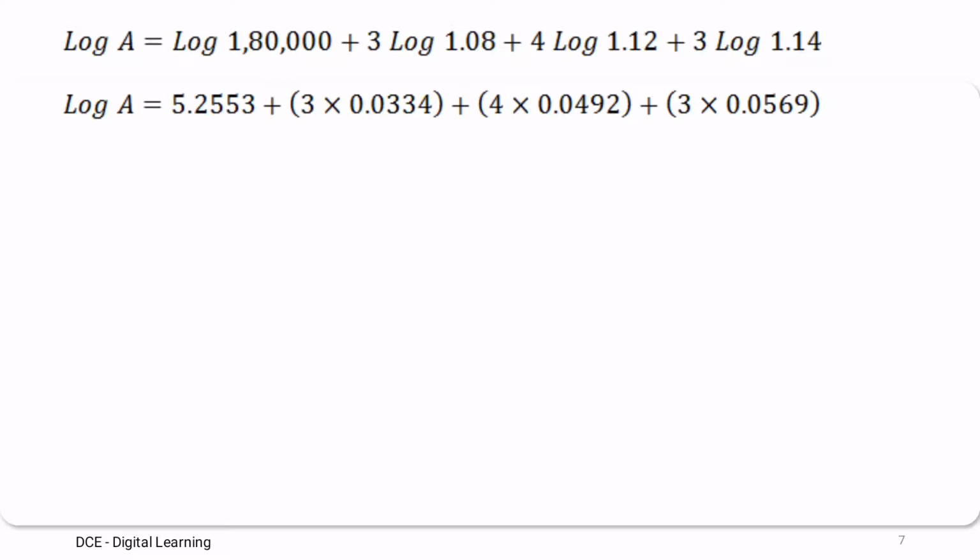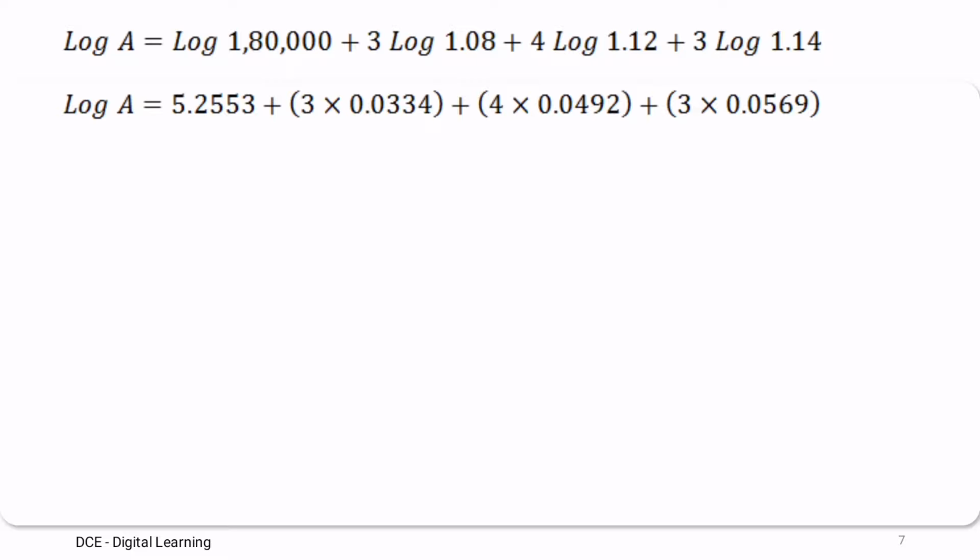So A equals log of 1,80,000 is 5.2553. Here there are 6 integral digits, so 6 minus 1 is 5. 5 is the characteristic. And the value for the 18th row, 0 column is 2553.